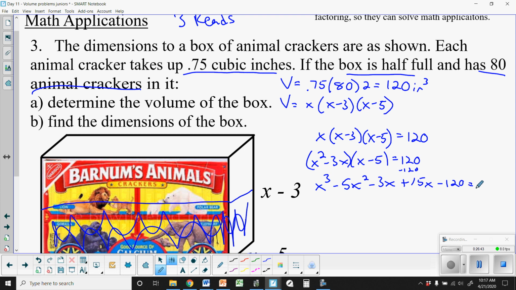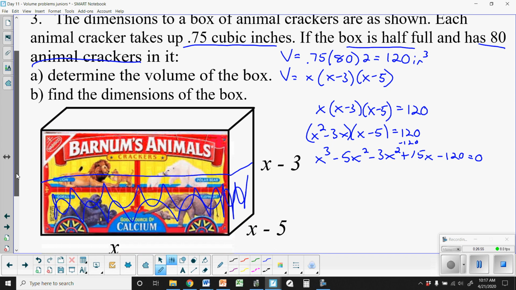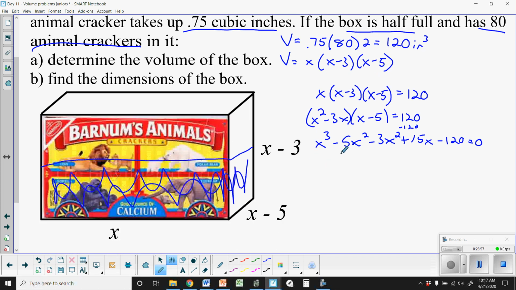Equals 0. So we set it equal to 0. Can we combine any like terms? Looks like I made a mistake here. When I said negative 3x times x, I said negative 3x squared, but I didn't write it. And that would have been very problematic. All right, so now we have combined some like terms.